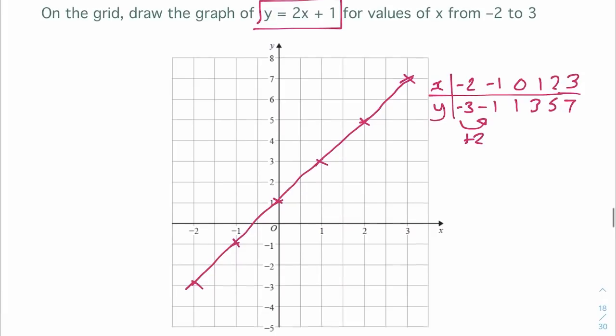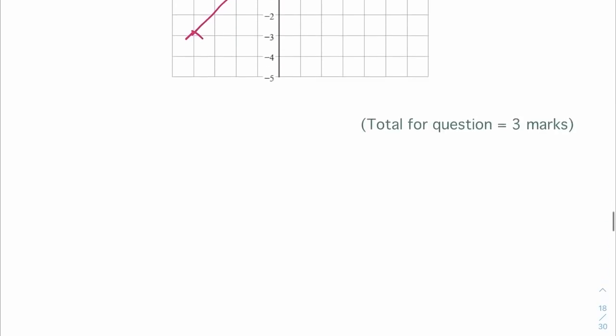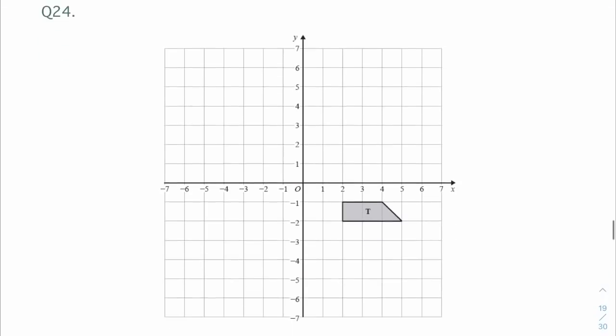So there we go. There are other methods that you can use as well, like starting on the y-intercept and just following the gradient and doing the pattern that way, but I'm going to stick with this way using a table. Okay, so on to our next question.